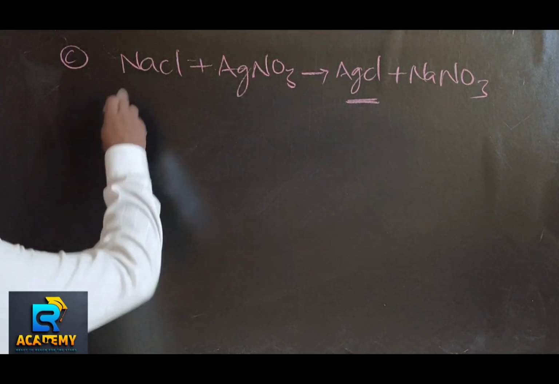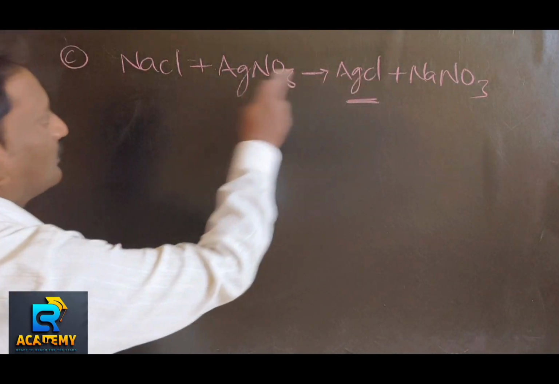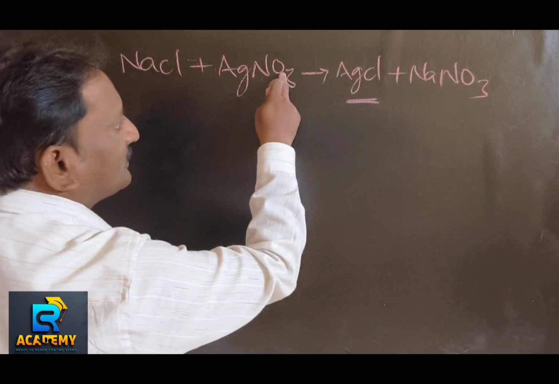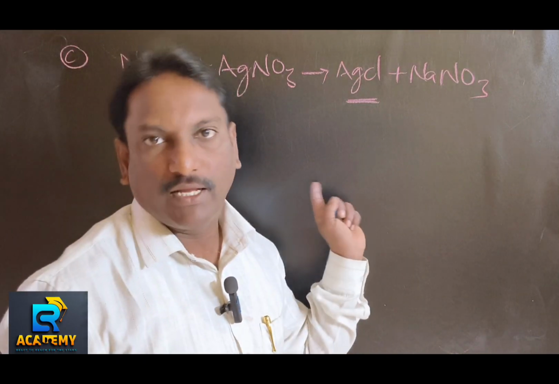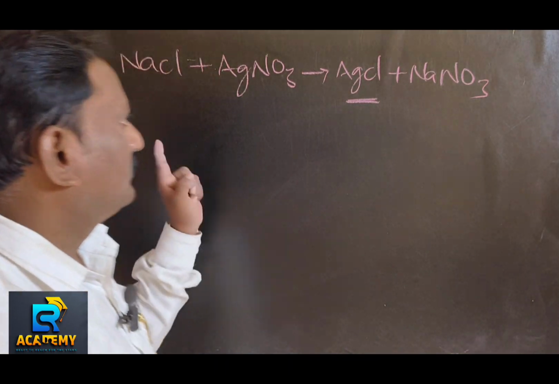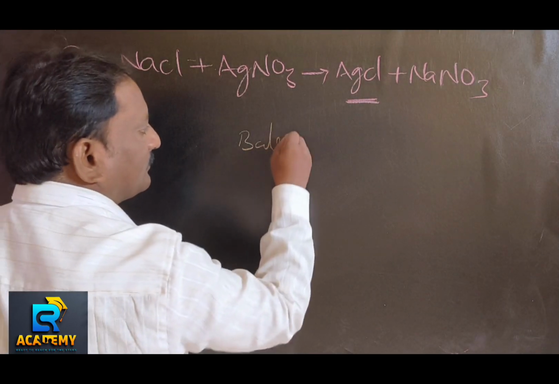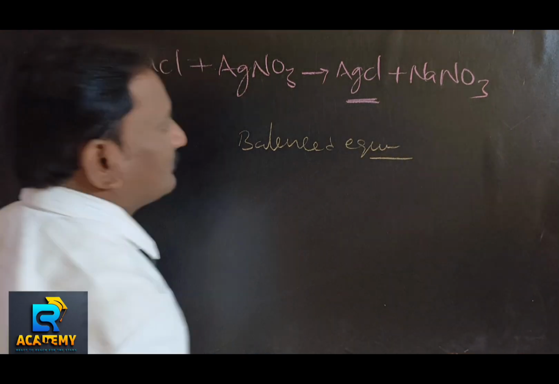Let us check. Sodium 1, sodium 1. Chlorine 1, chlorine 1. Silver 1, silver 1. Nitrogen 1, nitrogen 1. Oxygen 3, oxygen 3. It's a balanced chemical equation. No need to balance this one. Right? So write down: this is a balanced equation.